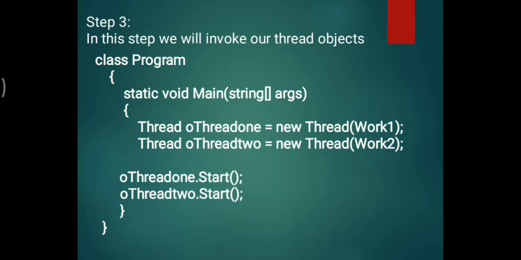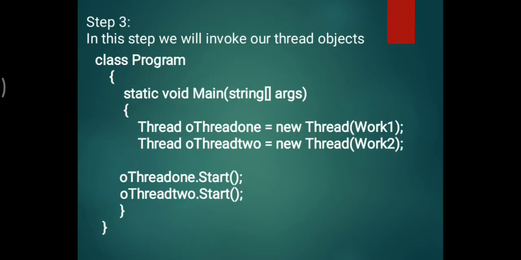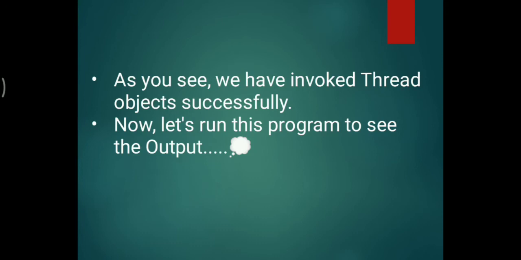Start means then work 1. thread1 is work 1's object name. So work 1 is now started. At the same time, thread2 dot Start is also started. So threading means what? Multiple works can be executed simultaneously. Here it is clearly displayed that both work 1 and work 2 functions are started simultaneously. Okay, in the previous slide we created thread objects, and in this slide we have invoked the thread objects. Now let's see what the output is.